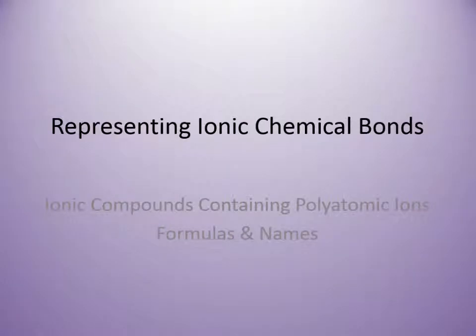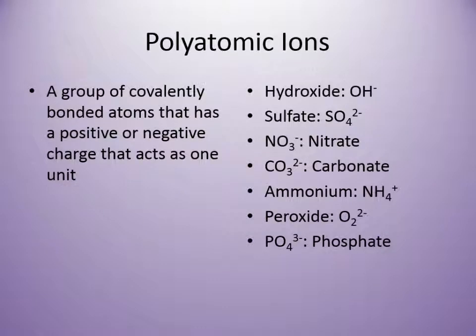Representing ionic chemical bonds. We're back to ionic bonds because we've transferred electrons. But along the way, we had some covalent bonding, and that's where we get the polyatomic ions. So we're blending both of them together. The slides that I gave you on the back of the page that you may have been drawing on, that's where we are right now. A polyatomic ion, by definition, is a group of covalently bonded atoms that has a positive or negative charge as it acts as one unit.